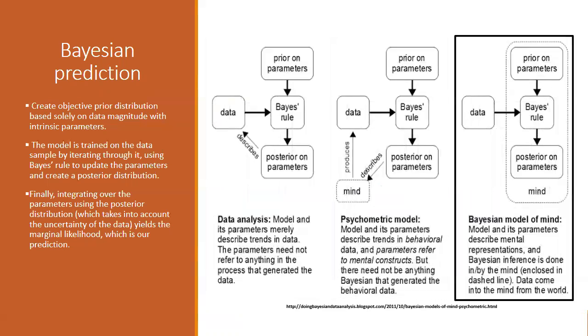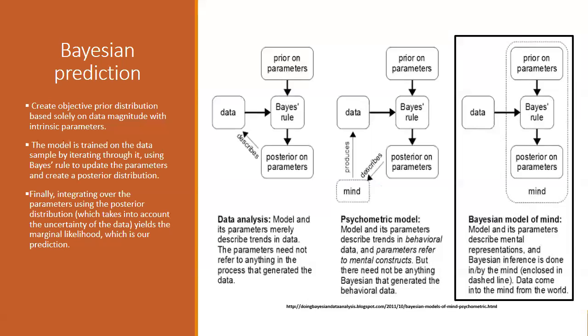First, the objective prior distribution is generated based on the magnitude of data points. Then the model cycles through the data set, applying Bayes' rule on the distribution. Using each data point to refine the parameters and overall distribution accuracy, the continued application of Bayes' rule until certain error conditions are met is known as training the model.